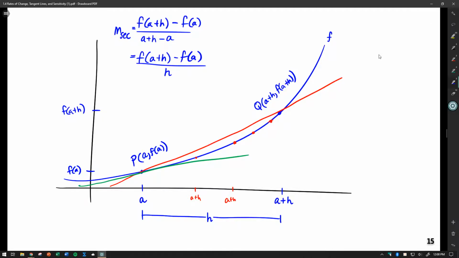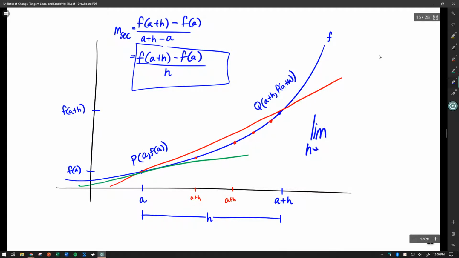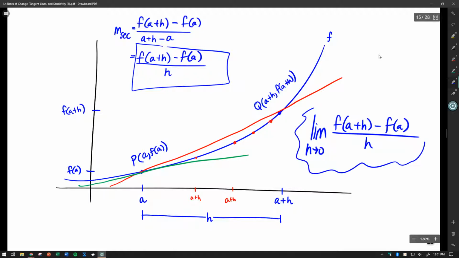Now, what we want to do with that secant slope is then say, hey, we want h to get closer and closer to 0. So we're going to stick this secant slope into a limit. And that's going to look like this. The limit as h goes to 0 of the slope of the secant, f of a plus h minus f of a, all over h. This should be the slope of the green line over here, the tangent line, because we're moving Q sufficiently close to P to turn the secant line into a tangent line.